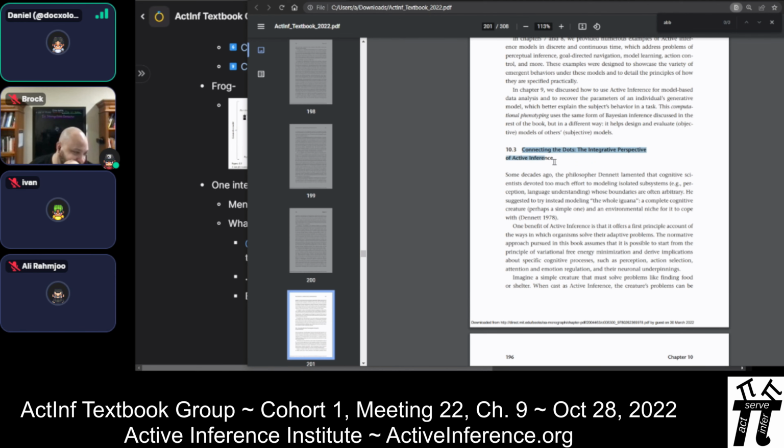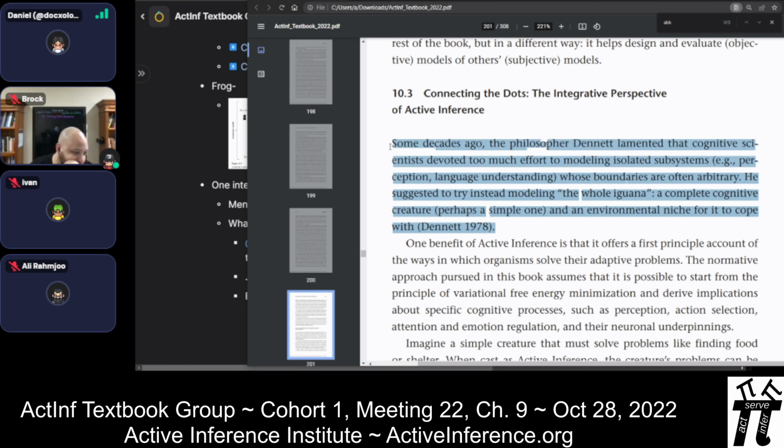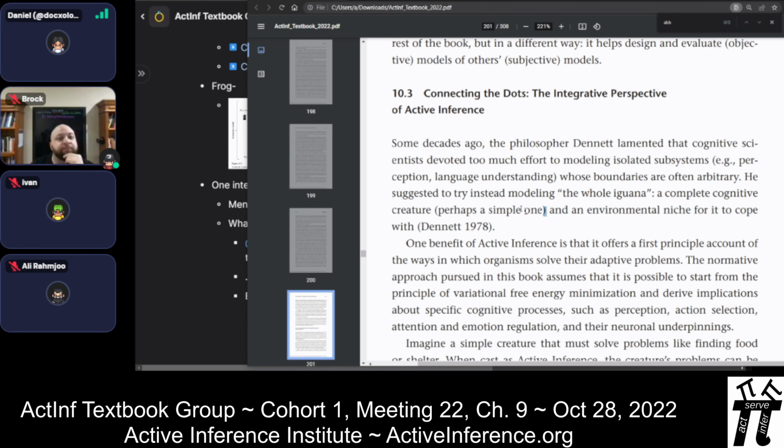Connecting the dots: the integrative perspective on active inference, interestingly framed in terms of some early Dennett work. A call to model the whole iguana, a complete cognitive creature, perhaps a simple one, and an environmental niche for it to cope with, rather than single-dimensional analyses and measurements on a complex system.